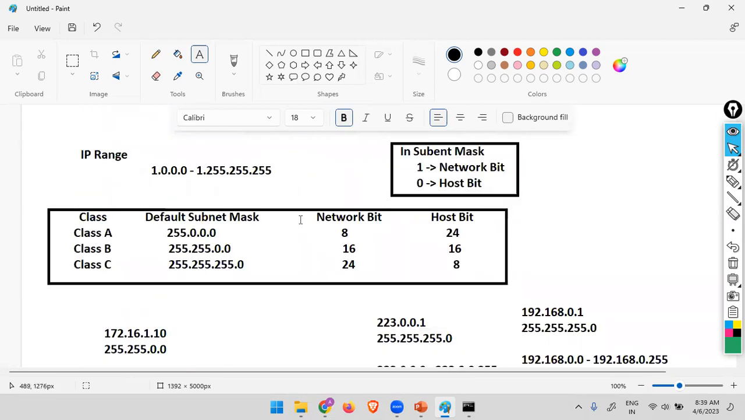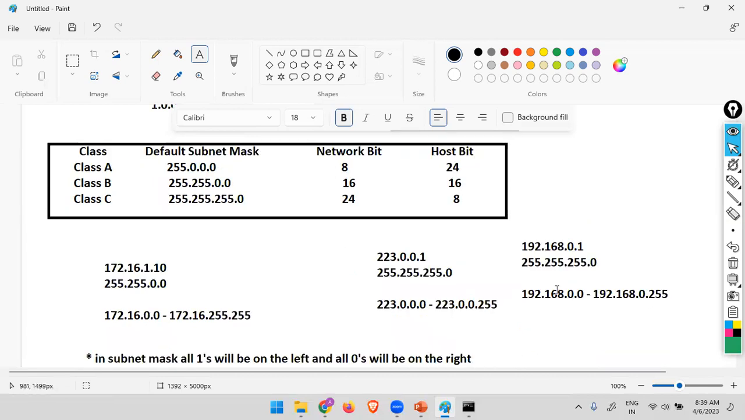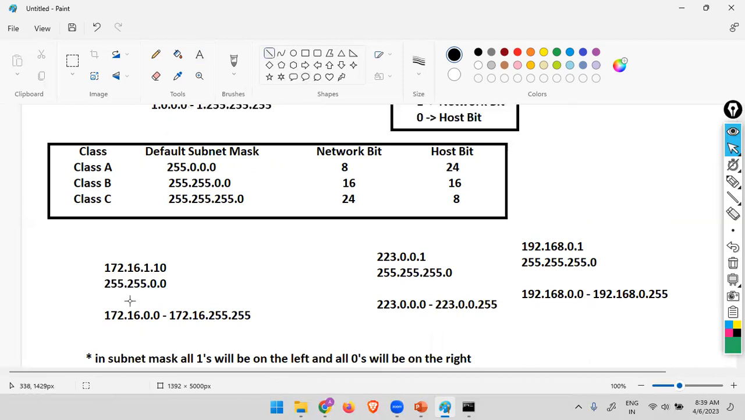Now, based on this information, we are going to make some calculations. We will try to calculate how many networks are available inside class A, class B, and class C, and in one network, how many IP addresses we can get. Let's say this is class C. We were easily able to calculate that 0 to 255 is 256 hosts. But what about 0.0 till 255.255? Here only this part is the network, and this is the host part.